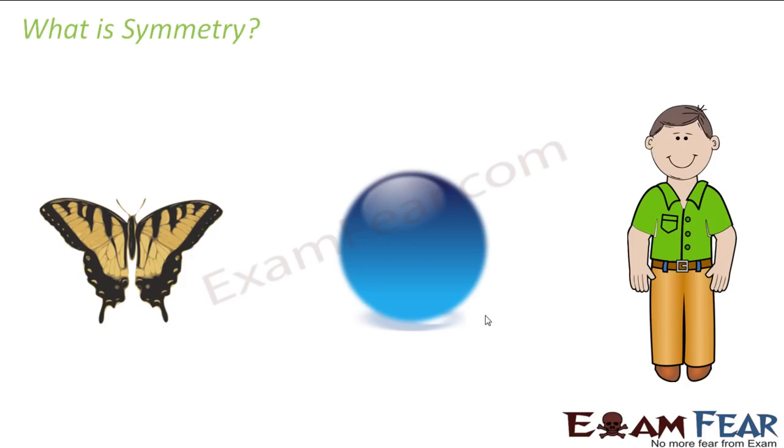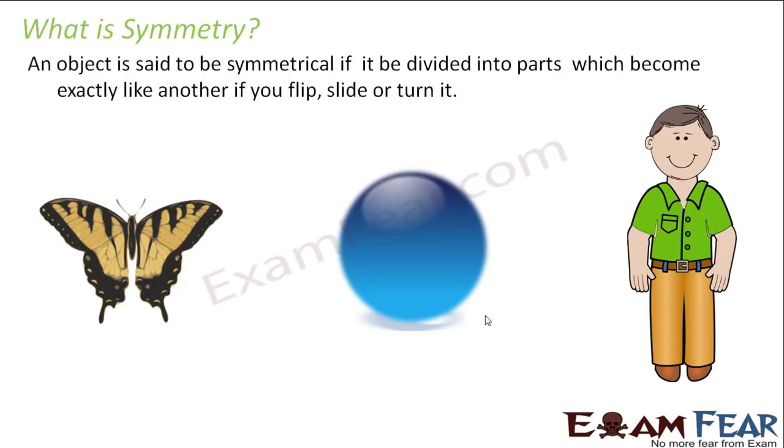You would have studied about symmetry in your mathematics. When do we say that an object has a symmetry in it? Or when do we say that two objects are symmetrical? Well, an object is said to be symmetrical if it can be divided into parts which become exactly like one another if you flip, slide or turn it. So if you are able to divide an object into parts such that each of those parts is exactly identical to the other parts, as it is, or on flipping it or on turning it, then that object is said to have symmetry.